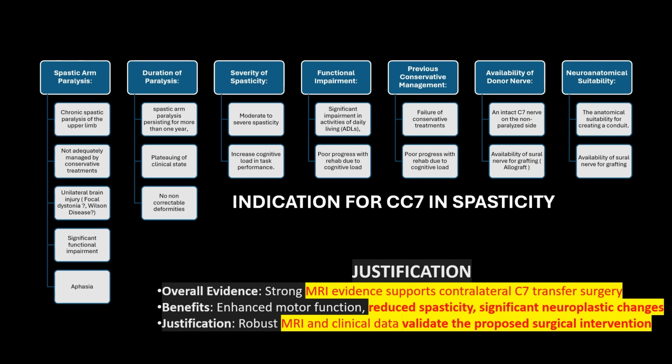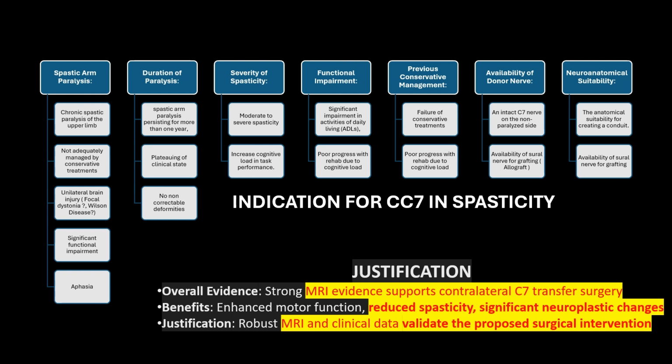And I would add, if there is significant aphasia, in conjunction with the speech therapist, to see whether the neurectomy from the C7 on the affected side and the contralateral C7 transferred from the normal side would improve aphasia, as we have a case where we can see there is a slight improvement.